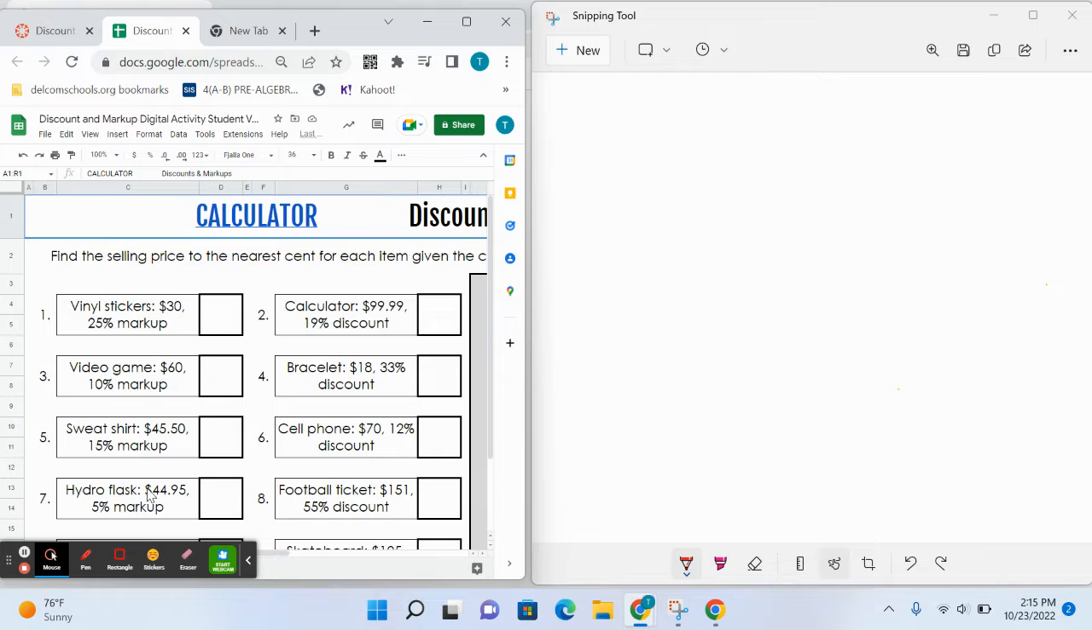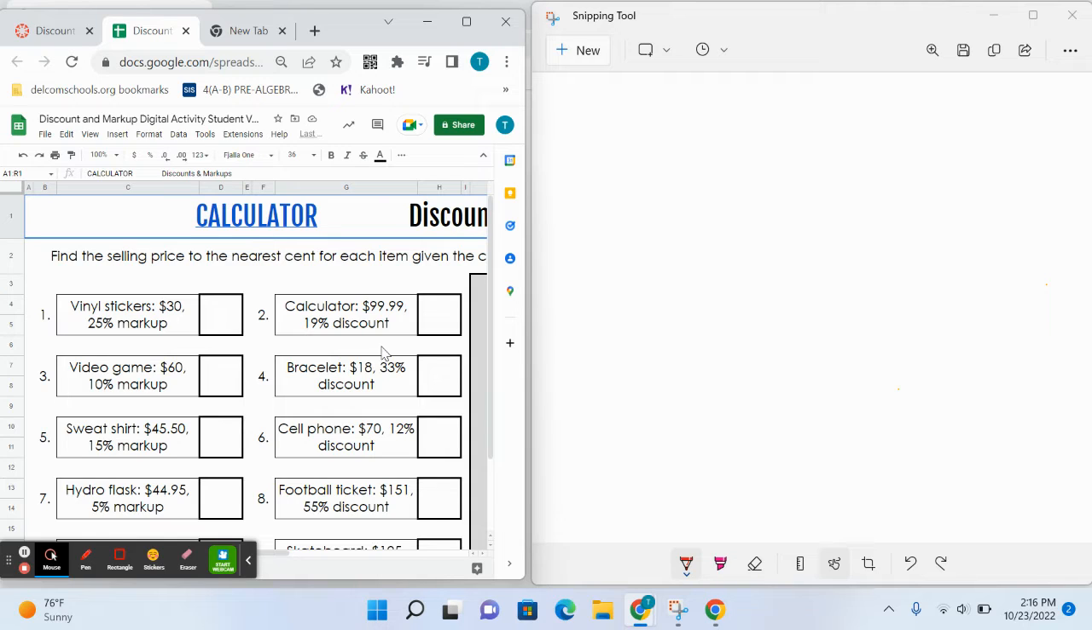On the left-hand side, you're going to be marking items up before you figure out the selling price. So imagine a store buying an item, and then to make profit off of it, they mark it up before they put a cost on the shelf. On the right side, these are discounts. There's a regular original price of an item, and then it's discounted a certain percentage. So you can find how much it's discounted, but then that's going to be taken off of the price to put it on sale.